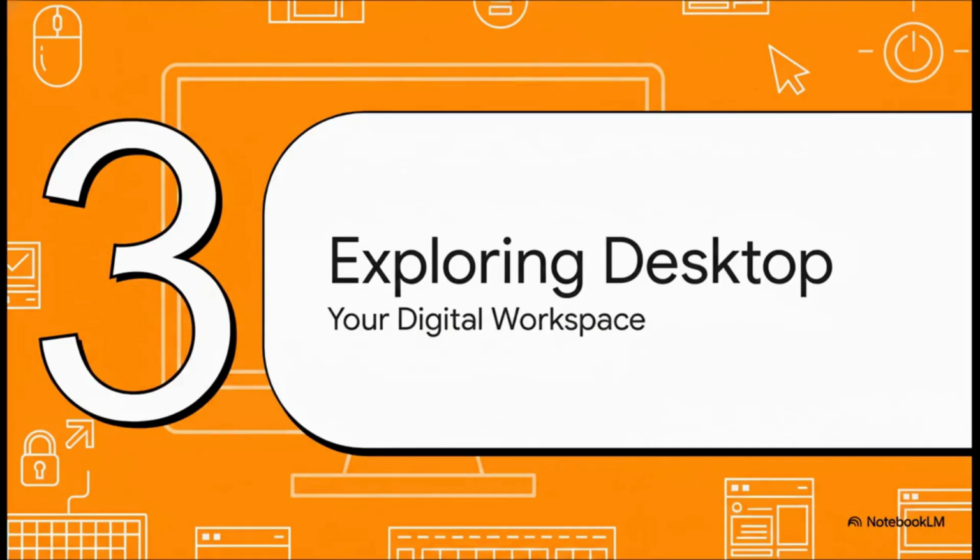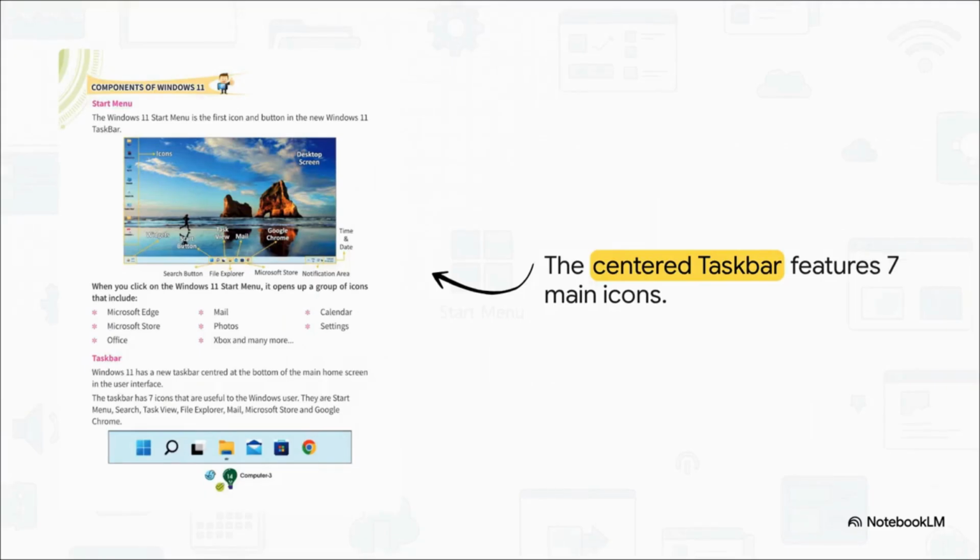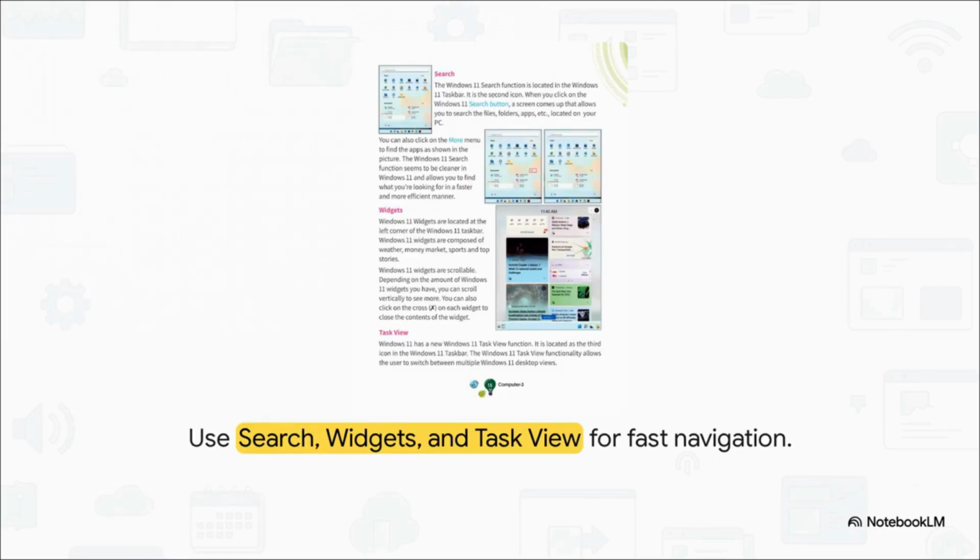Okay, on to Section 3, exploring the desktop. So, when you log in, this is your home base. And down at the bottom is that newly centered taskbar. Think of this as your digital tool belt. It holds 7 main icons, starting right in the middle with the iconic Start menu button, proudly rocking that new Windows 11 logo. Right next to Start, you've got some heavy-hitting navigation tools.